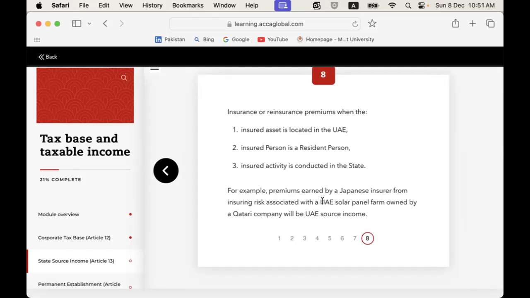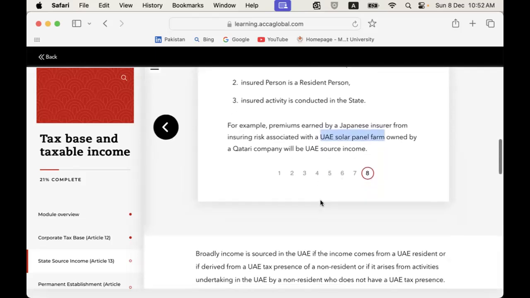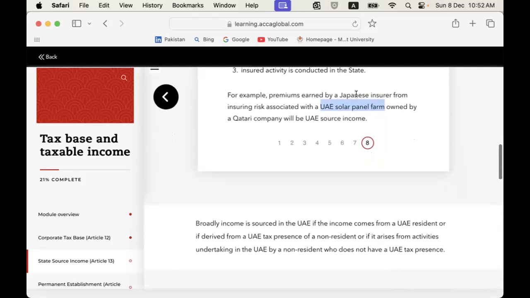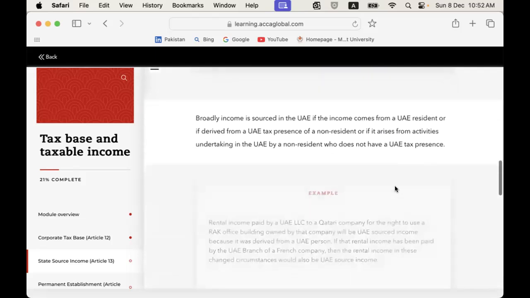So, what are we securing here? A solar farm that is located in UAE. The asset that is being insured is located in UAE. The entire revenue on the premium received by a Japanese insurer from the Qatari company, both the insurer and the person paying the money, both are outside UAE. That's a good example. But the only thing is that the asset being insured is located in UAE. So that revenue of the Japanese insurer will be a UAE sourced income.